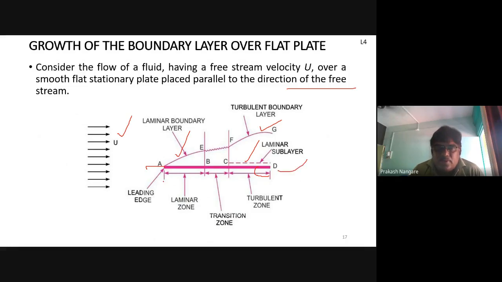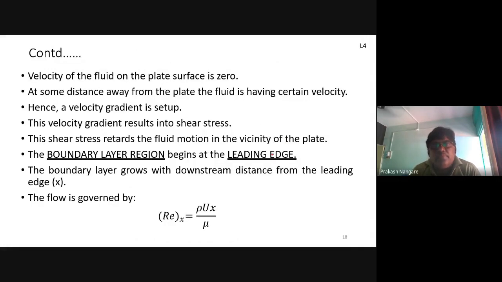In the earlier stage you observe the laminar flow, then in the middle stage the transition zone, and later on the turbulent zone. Now the velocity of the fluid on the plate surface is zero. We are discussing the flat plate, and at some distance away from the plate the fluid has a certain velocity, hence a velocity gradient is set up. This velocity gradient results in shear stress. Shear stress retards the fluid motion in the vicinity of the flat plate.